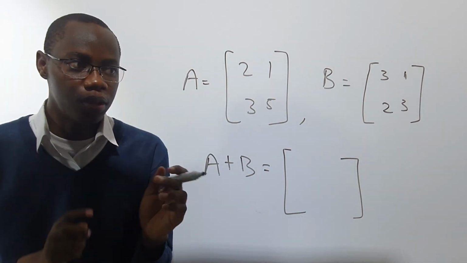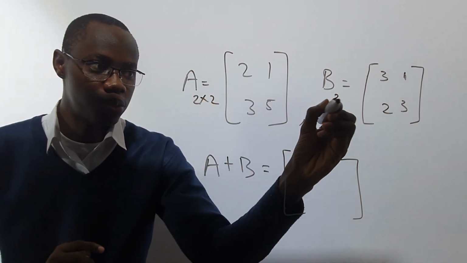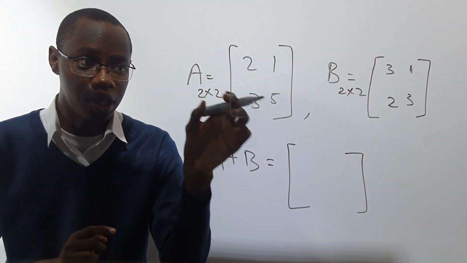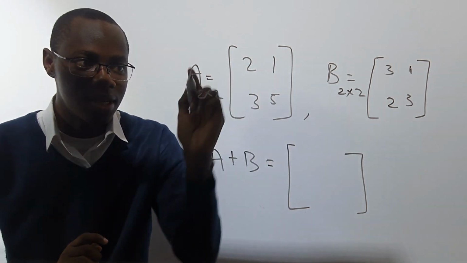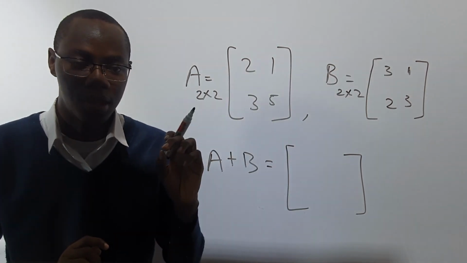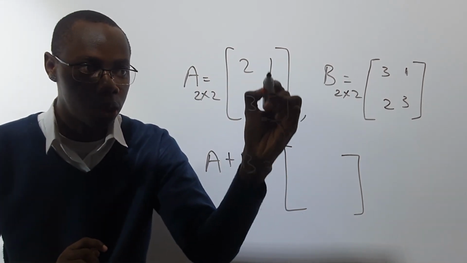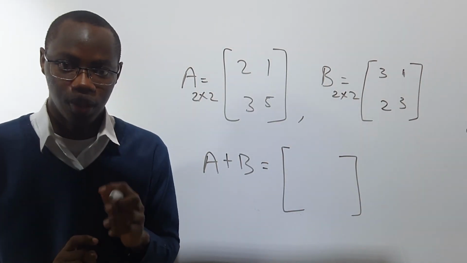You see the reason now, this is 2 by 2, this is 2 by 2. The reason why we add two matrices that are of the same order only is because we add them like this. This element here has to add up with this element. This one here has to add up with this one. This 3 here has to add up with this 2. You get it now, right?